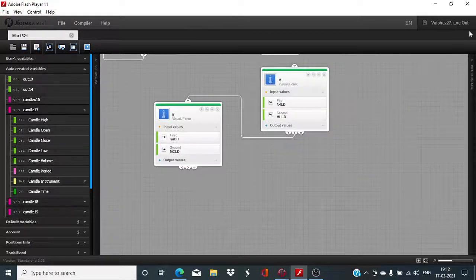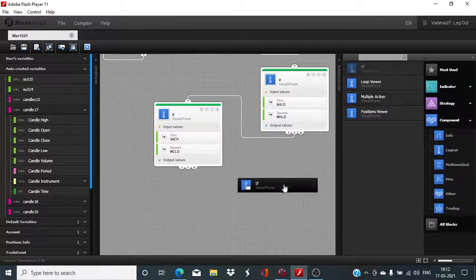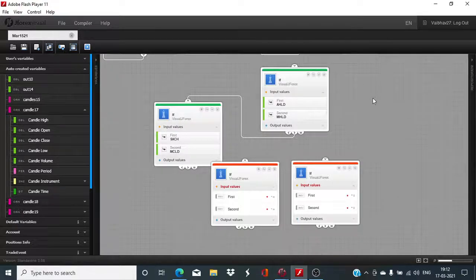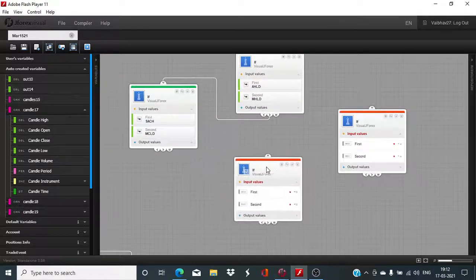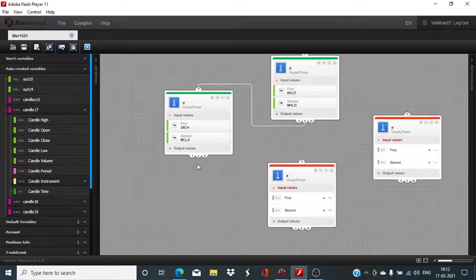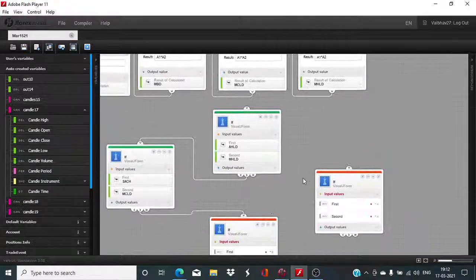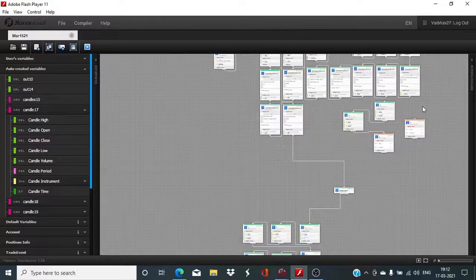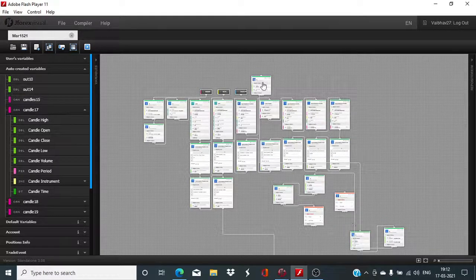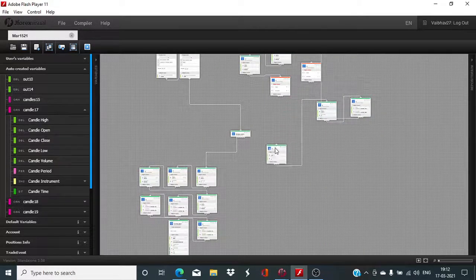Okay, so now I think we are all set to define the final conditions. Here this one needs to be greater than. Okay, so I will now take these if blocks where they belong.